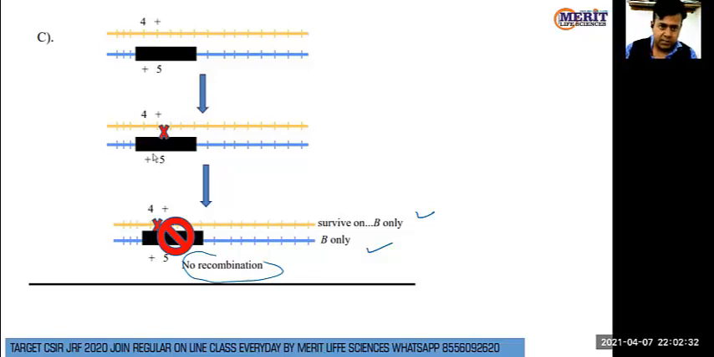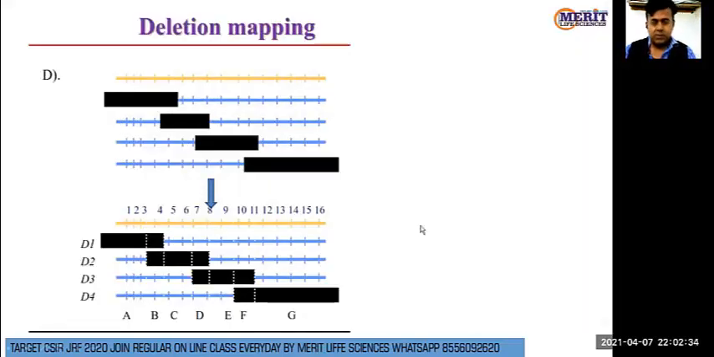Based on that, they concluded the concept of deletion mapping. Deletion mapping, is it clear? Now it's easy. They can give you such deleted regions, D1, D2, D3, D4, and this may be the gene structure or gene number.